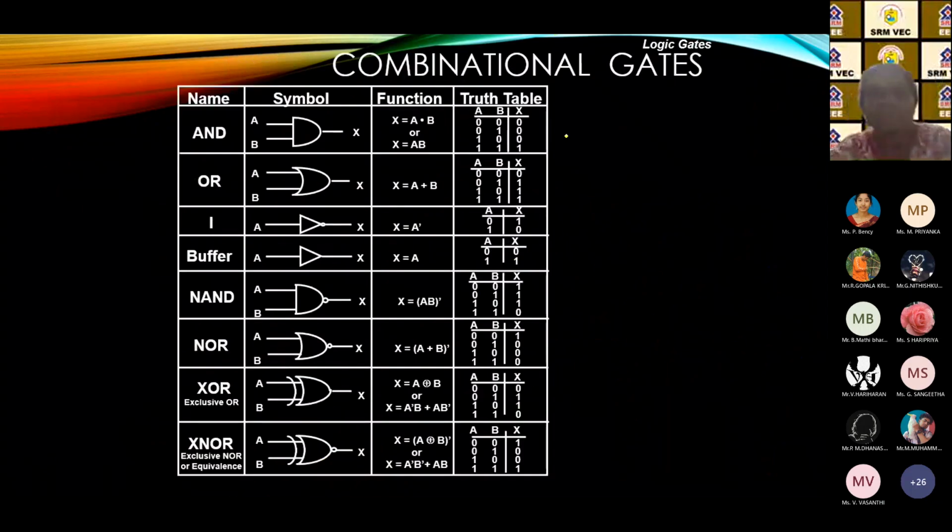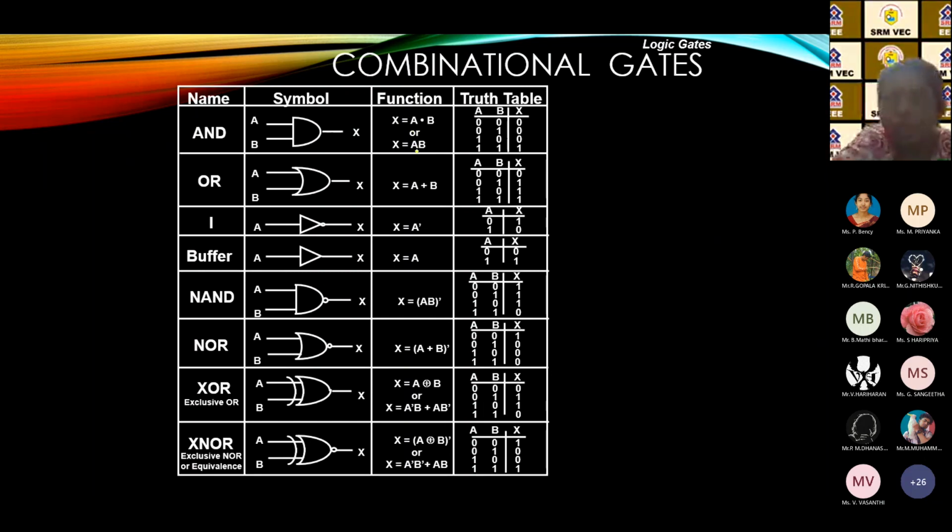Here, these are the combinational gates. Why is it called combinational logic? Very simple: when A, B changes, X changes. When the input changes, the output changes. In this case, the first symbol is the AND symbol. It is a two-input AND gate, takes A and B and produces an output. The equation is written as X equals A dot B.